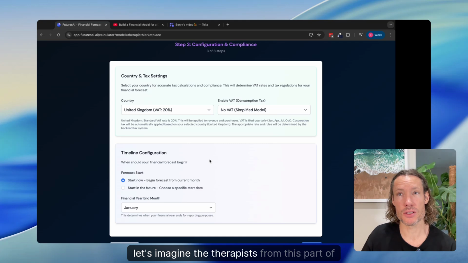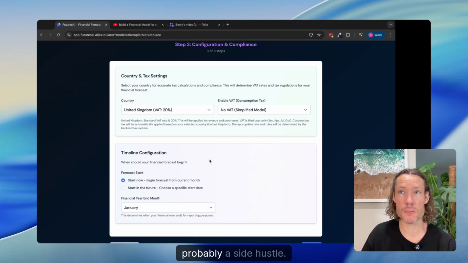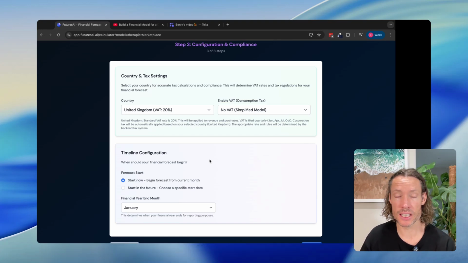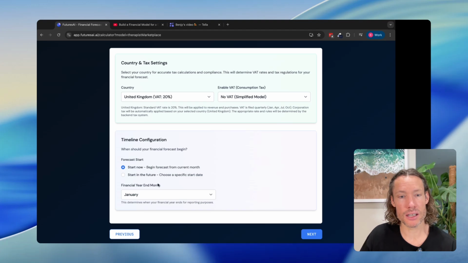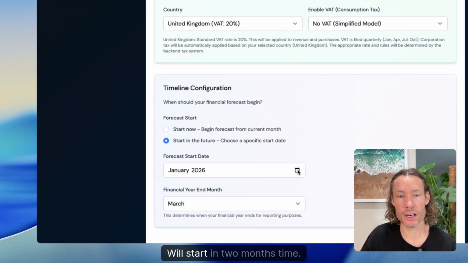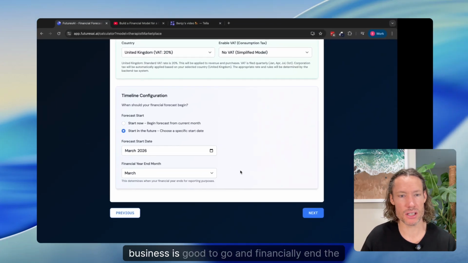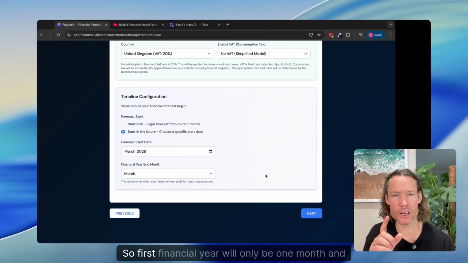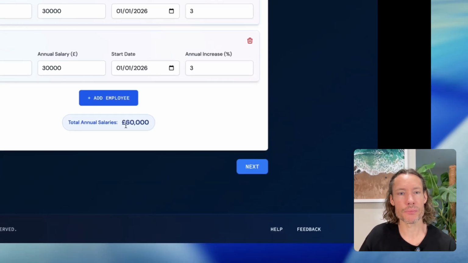Let's imagine the therapists from this part of their business aren't making over £80,000, which is, it's probably a side hustle. They might be an NHS psychologist, and this is just something they're doing. They haven't set up their own practice, which is why they're using the platform. And we're going to start in the future. We'll start in 2 months' time. We're just doing the model to check that the business is good to go. And financial end of year is March. Okay, so first financial year will only be 1 month, and then it will sort itself out.